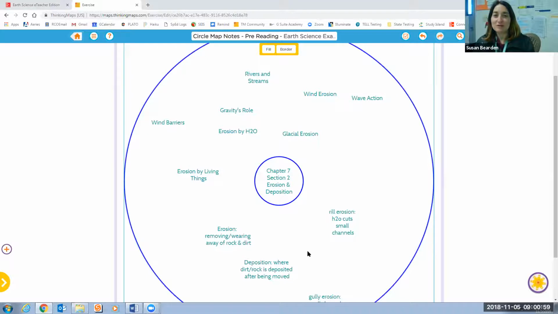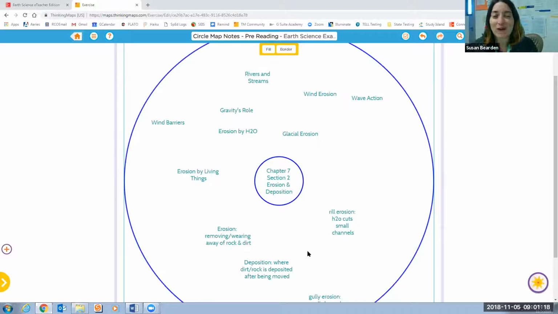We're going to use our circle map to help us build context, to help us understand what we're reading better so that we can get better grades. Plus, then we don't have to read it more than once. Because I don't know about you, I don't like reading things more than once. Right? Okay, let's jump in.